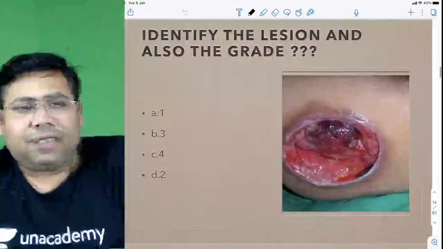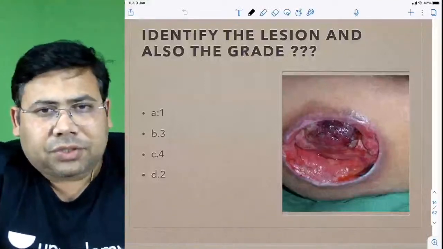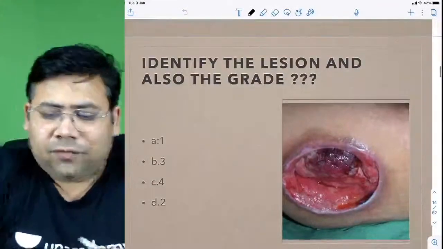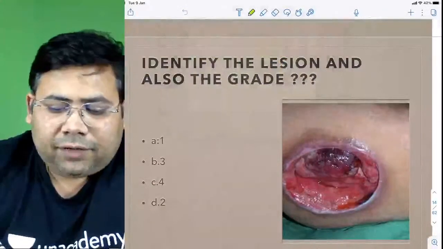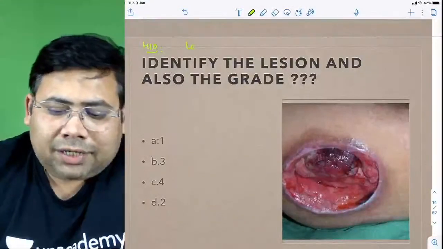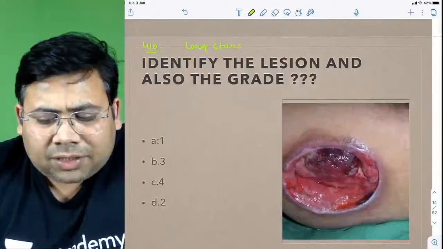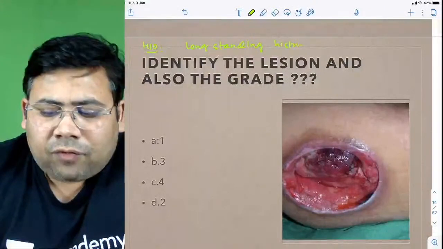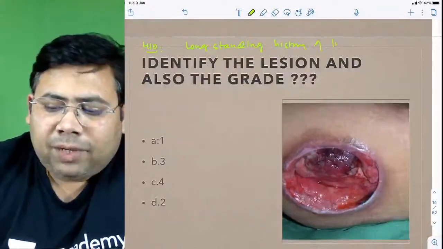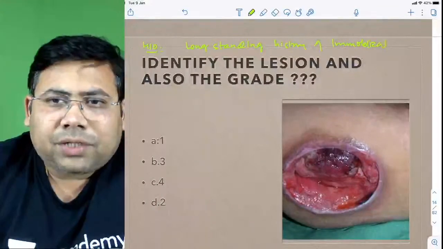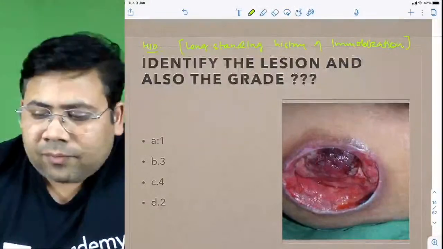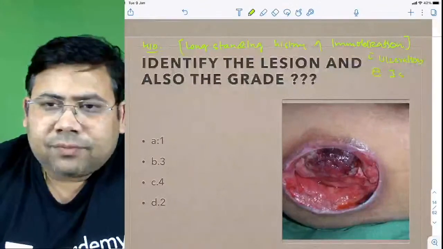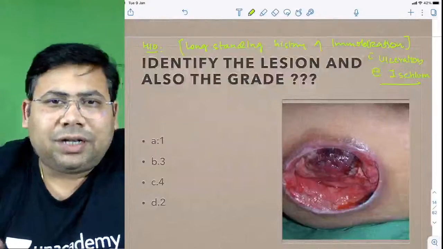This is a very easy question. Tell me about this also. Identify the lesion and the grade. Let me give you a small history. The history is a long standing bedridden state, a long standing history of immobilization with ulceration over the sacrum, or you can say ulceration over the ischium. Yes or no? So tell me what it is. First of all, give me the diagnosis.